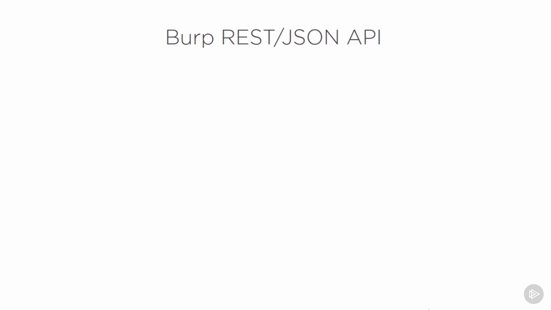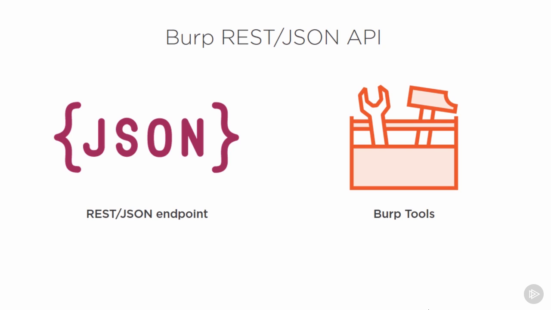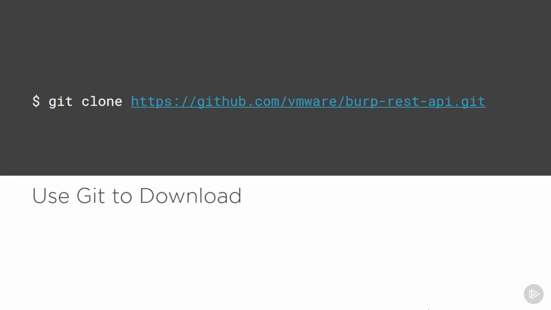So using some community code from VMware, we're going to compile and execute a REST JSON endpoint for Burp. Now this endpoint is going to allow us to access the scanner, spider, proxy, and other features of the Burp Suite toolset. So in order to get started, we first need to download the source code from GitHub. You're going to use the following git clone command to the URL shown on the screen. The name of this GitHub project is Burp REST API.